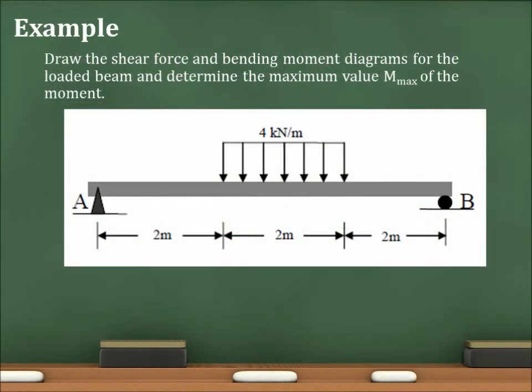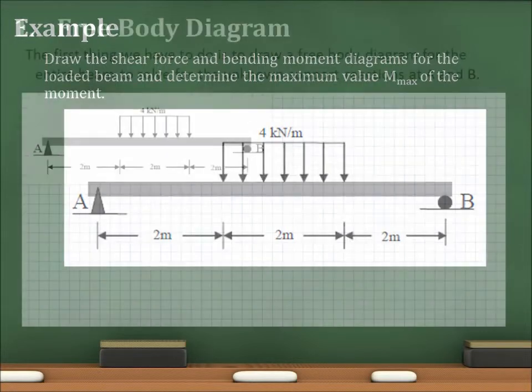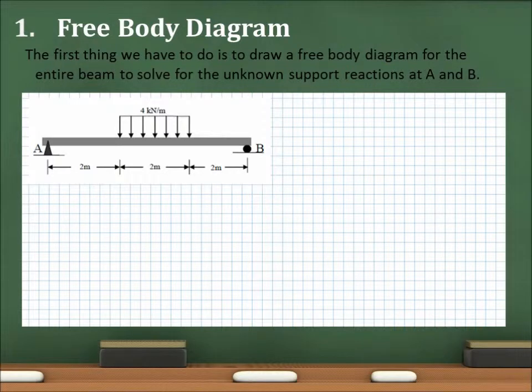Here is an example. The question asks us to draw the shear force and bending moment diagrams for the loaded beam and determine the maximum value of the moment. The first thing we have to do is to draw a free body diagram for the entire beam to solve for the unknown support reactions at A and B.